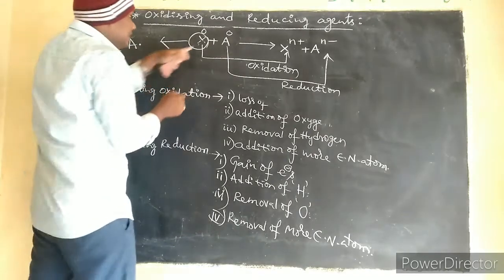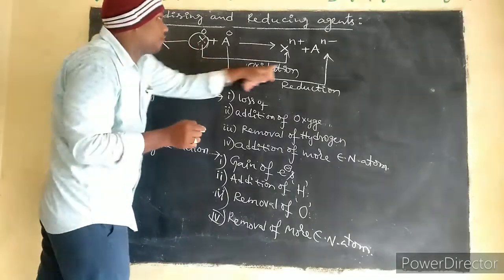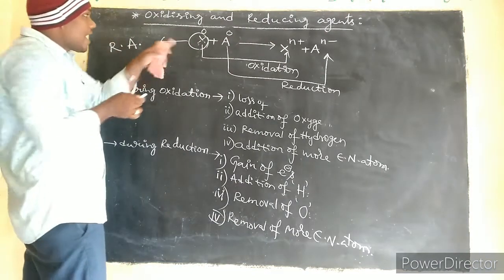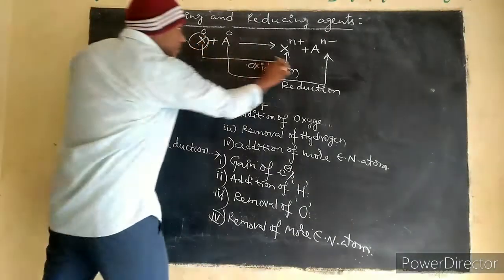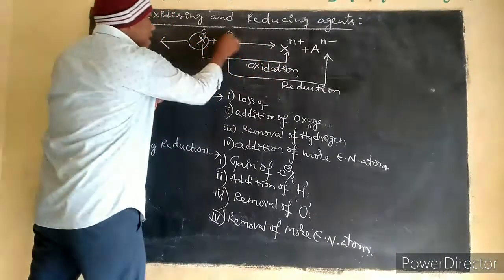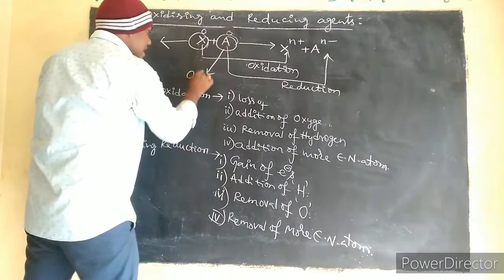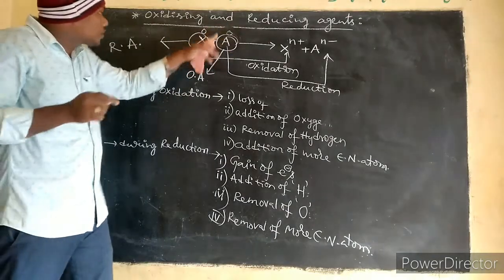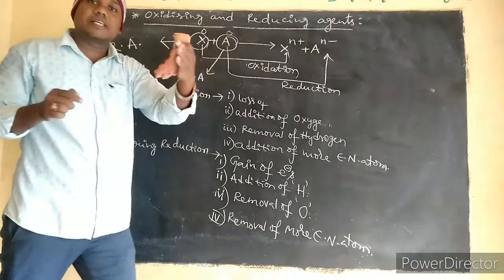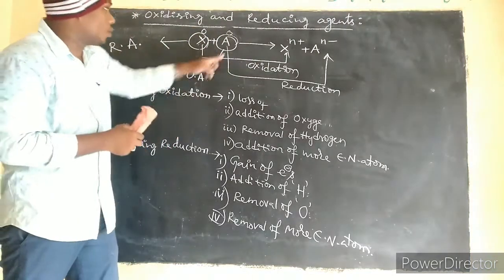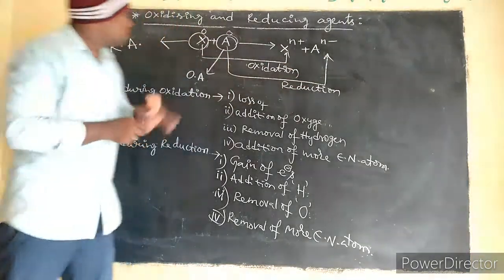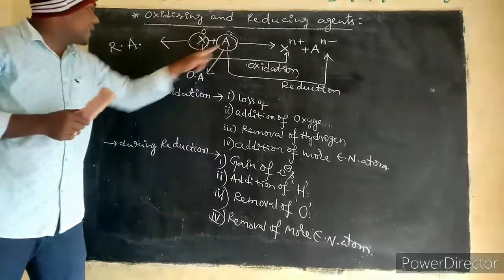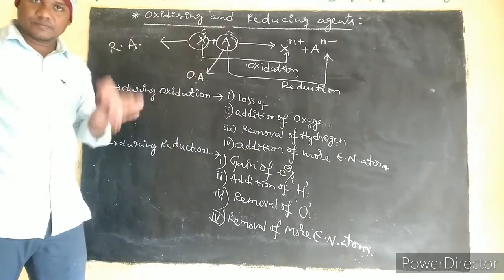Reducing agent, and here it itself is oxidized. So this is a reducing agent. And for this oxidation, this A acts as an oxidizing agent. Why? Because it is the reagent which oxidizes other species and itself is reduced. So this is reduced. So in this chemical reaction, X is the reducing agent, A is the oxidizing agent. Clear? Yes.